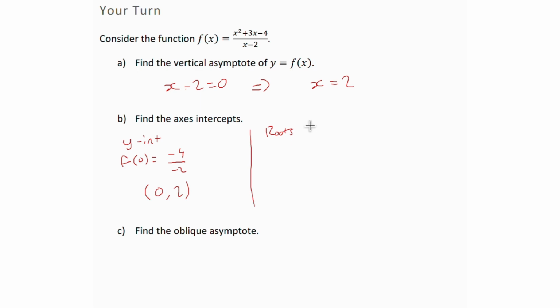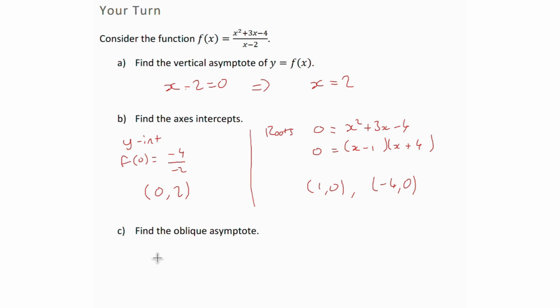The roots are when the function is equal to 0. So that's 0 equals x squared plus 3x minus 4. We can solve that by factorizing. It's going to be (x minus 1)(x plus 4), which means our roots are going to be at 1 and minus 4.